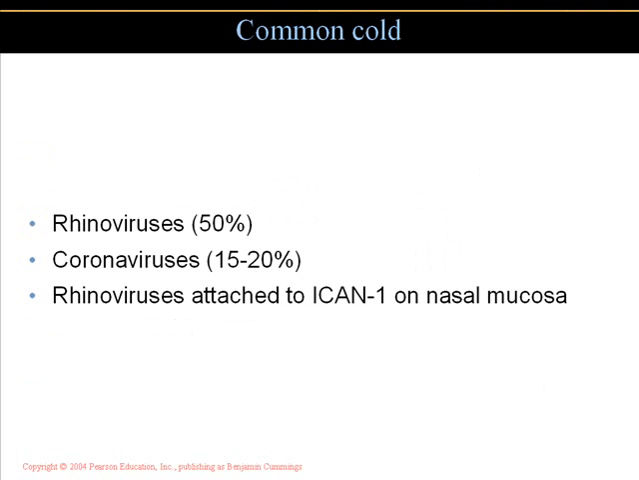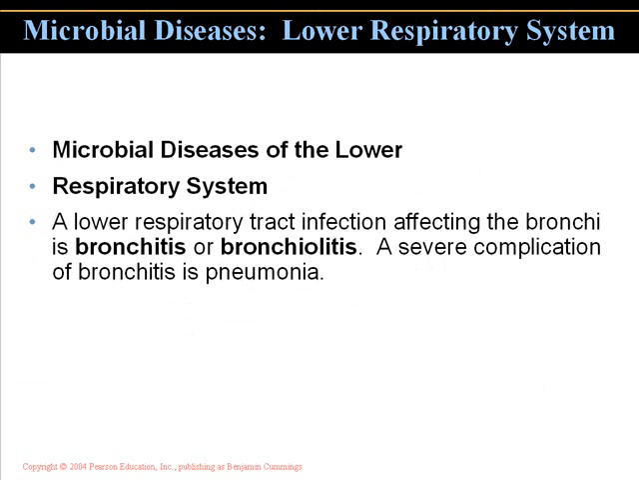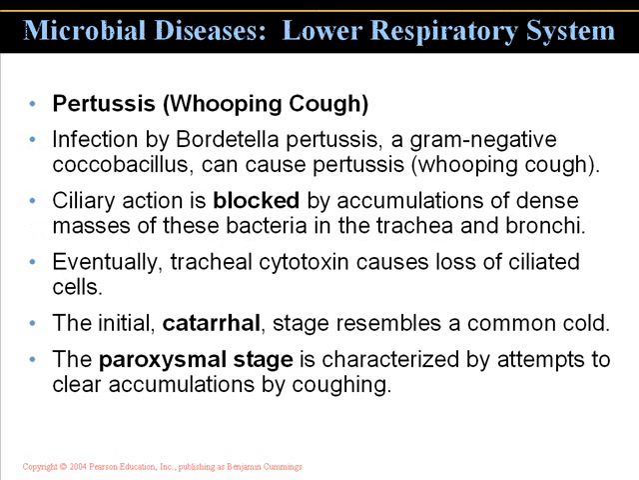For the common cold, the most common one is the rhinovirus, which accounts for 50%. The rest is coronavirus, and the rhinovirus attaches at the nasal mucosa by a special receptor. In the lower respiratory tract, diseases that we primarily see are conditions such as bronchitis and bronchiolitis. Bronchial trees get inflamed, the smaller bronchial tubes get inflamed. Some organisms that we can see causing problems there would be pertussis or whooping cough.